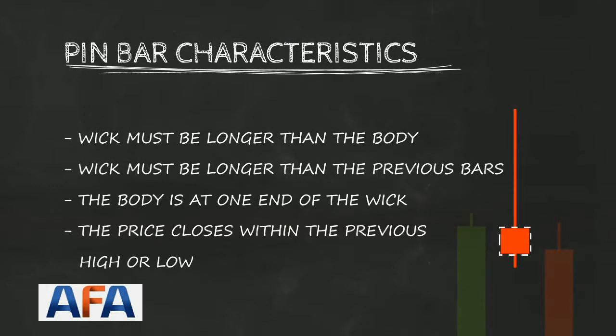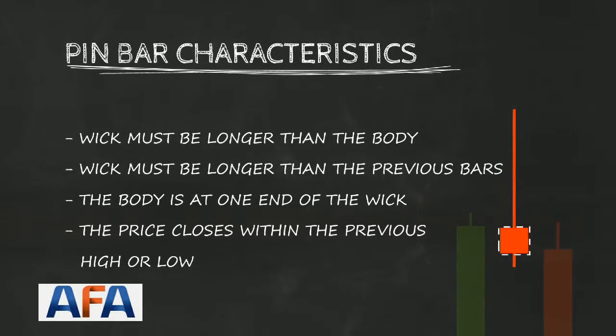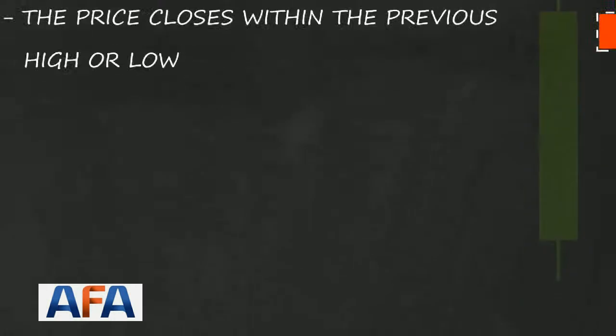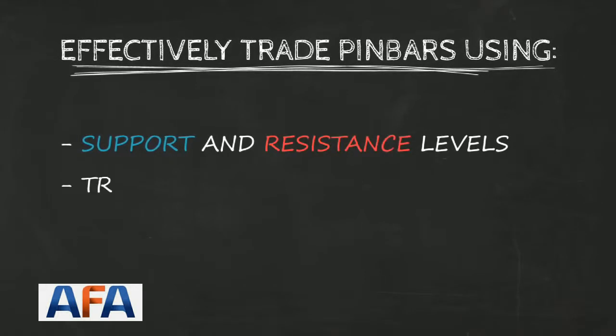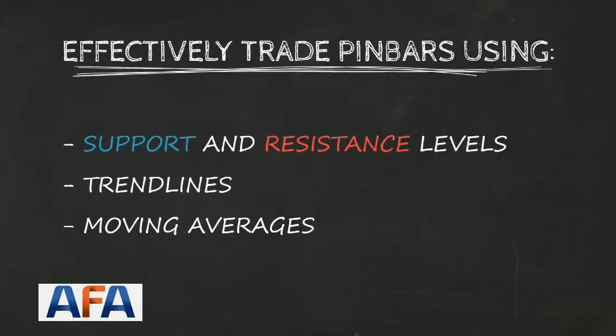To effectively trade pin bars, it is not enough to make sure that it is well formed and has the characteristics we just described. To reduce the number of losing trades with pin bars, trade with additional confirmation such as support and resistance levels, trend lines, and moving averages.